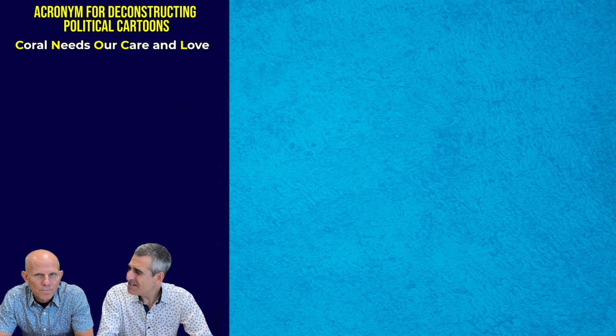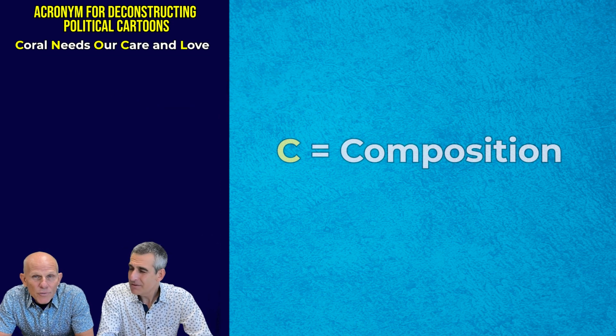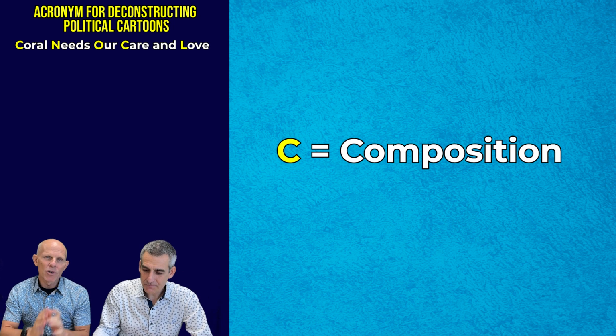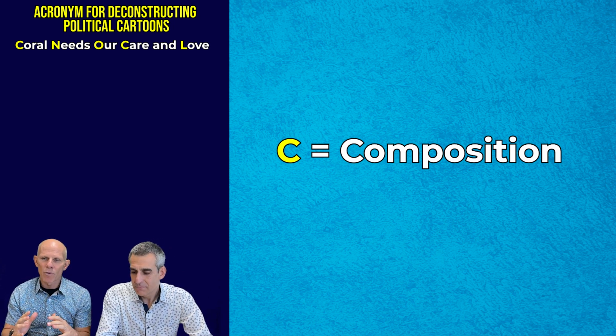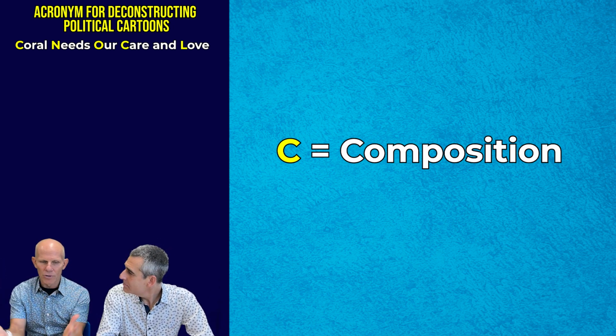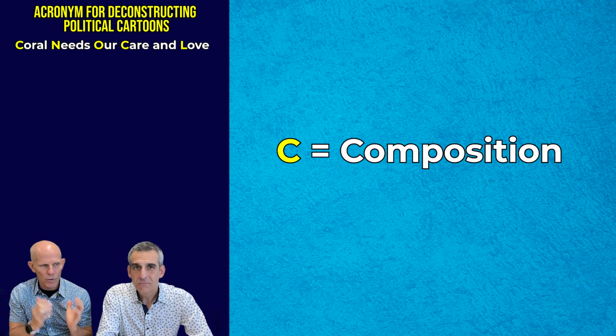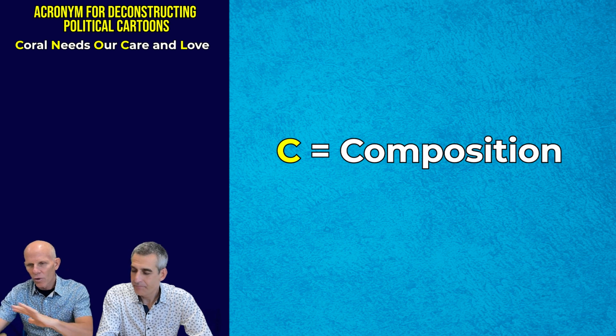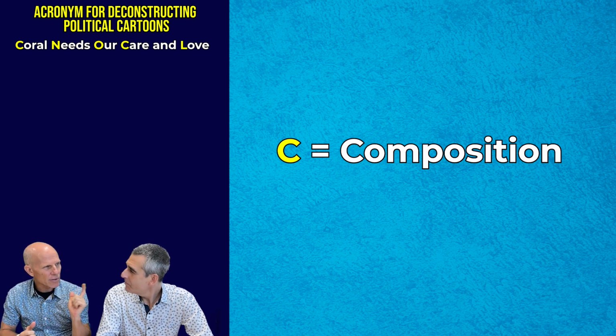Mr. Giles, what's the C for coral stand for? The C stands for composition. Composition means the arrangement of visual elements. So we're thinking about how this entire cartoon is composed. We're thinking about what's in the foreground, what's in the background, what's in the left side of the panel, the right side of the panel. And we're really being able to talk about it holistically. That's our first entry point.